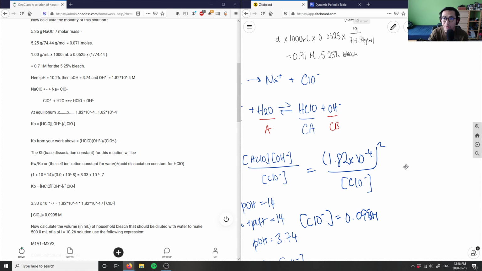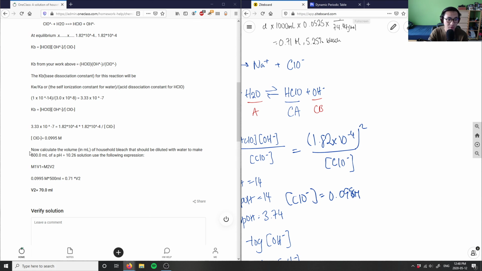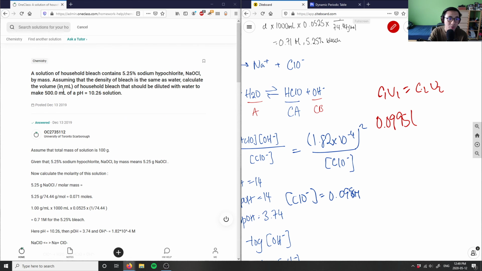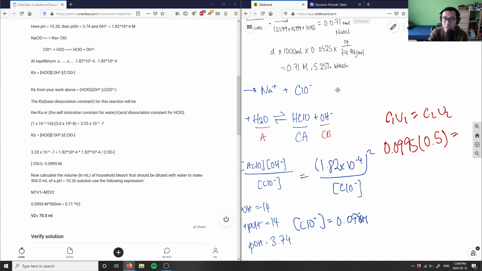And then finally, given our concentration of this, what we can do is now solve for our volume, right? So again, we're simply using C1V1 equals C2V2 here. We know that our C1 is the concentration of our hypochlorite ion, which is 0.00995, and our volume is, we wanted 500 milliliters of this solution, so we can say it's 0.5. And then this will equal our C2, which is what we started with.